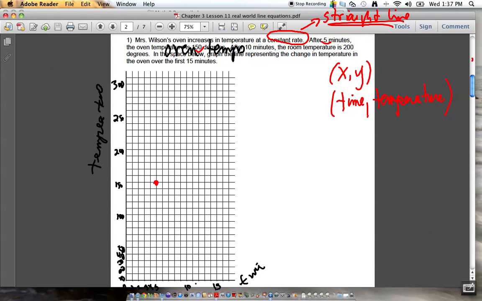Now, what's the next important point to mark? Somebody else, help me out here. Angela and Rachel have helped me a lot. I want somebody else to help me out. 10 and 200. So here's 10 minutes. 6, 7, 8, 9, 10. And now 200, which is right here.